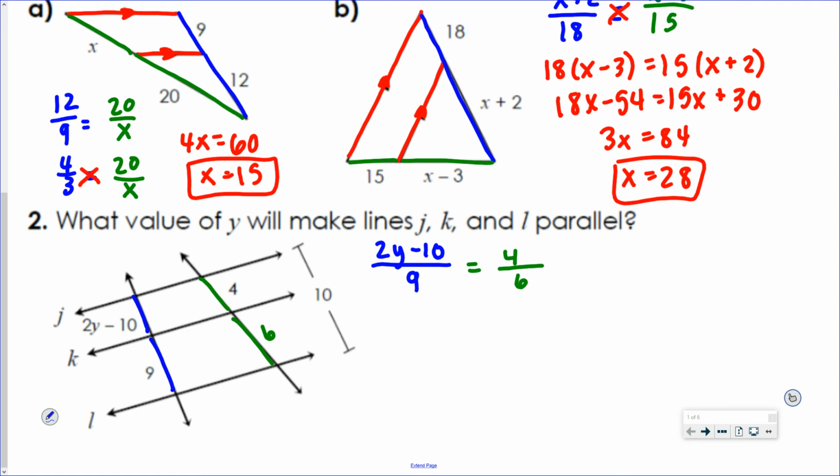All right, I did reduce this before. I just looked at my paper and set it up a different way on my paper than I just did right now. And again, as long as you're consistent with your ratios, you should be good.